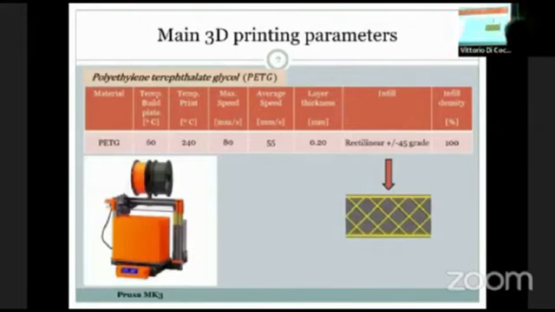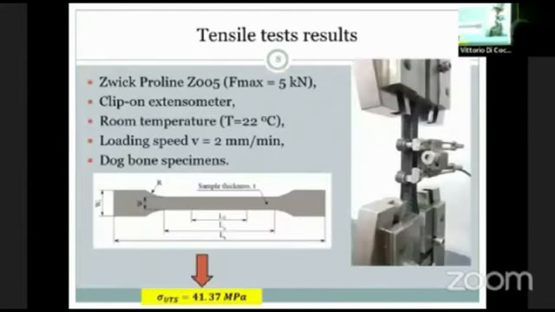So what we did, we used polyethylene terephthalate glycol. We have here the parameters for printing. We used a Prusa printer. We used 100% fill. The specimens were all manufactured on the plane of the bed of the printer, and we used a rectilinear plus minus 45 degrees pattern for filling the forms.